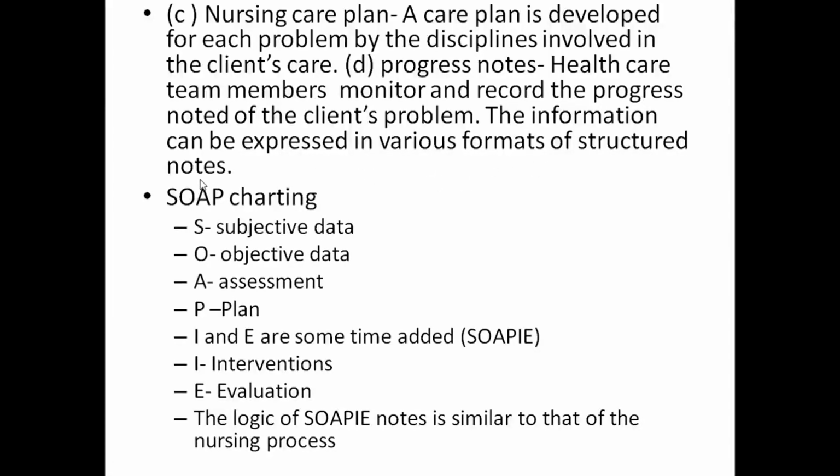The SOAP chart. S means subjective data, O means objective data, A means assessment, P means plan. Sometimes I and E are added, so I means interventions and E means evaluation. So the logic of SOAP is similar to that of the nursing process.